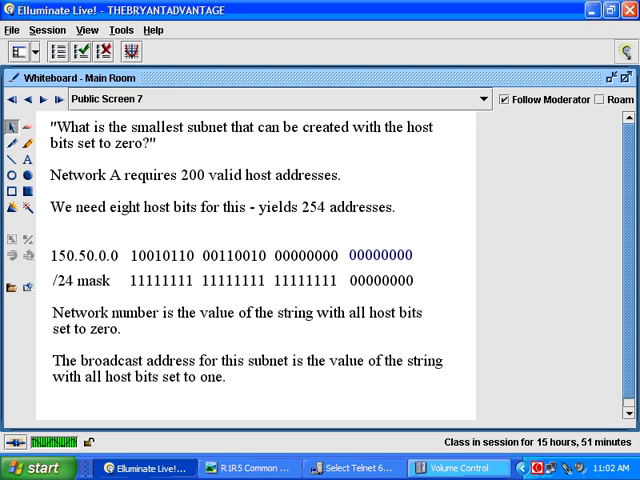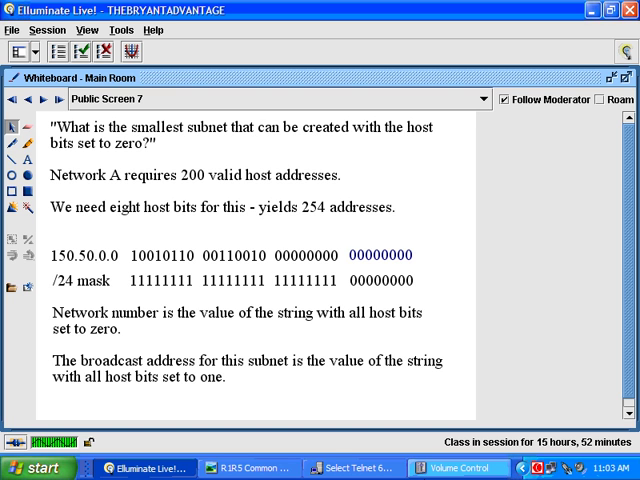The first one is the network number itself. The value of that string on the top, 150.50.0.0 with all the host bits set to 0, is the network number. We cannot assign that to an interface. We can't put that on a host device. But there's one other one, and it's the broadcast address. And every subnet has a broadcast address.